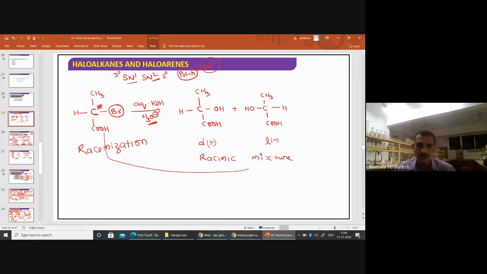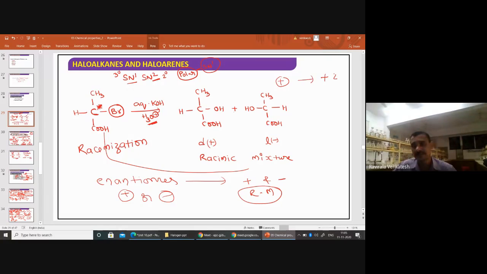So you may get a question from this: what is the definition of racemization? Give it with a suitable example. If they ask, you have to give this definition: conversion of an enantiomer into a racemic mixture, plus and minus. This enantiomer may be plus or it may be minus. That means converting plus into plus and minus, or converting minus into plus and minus.